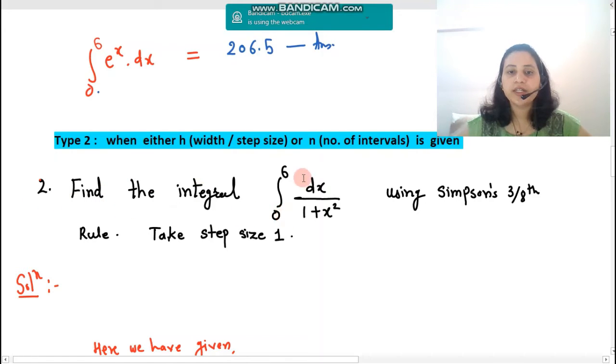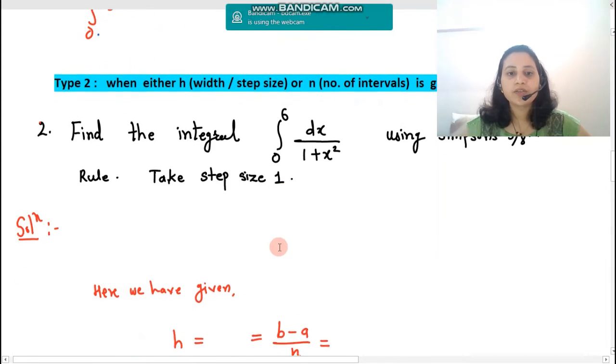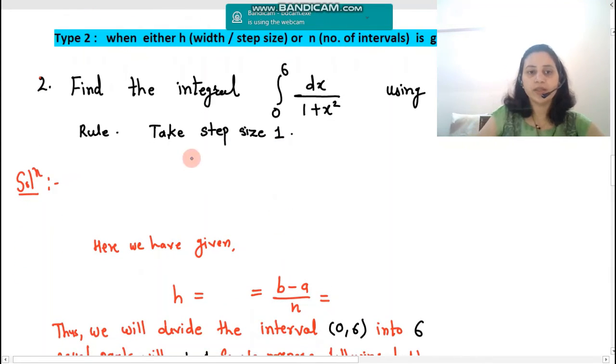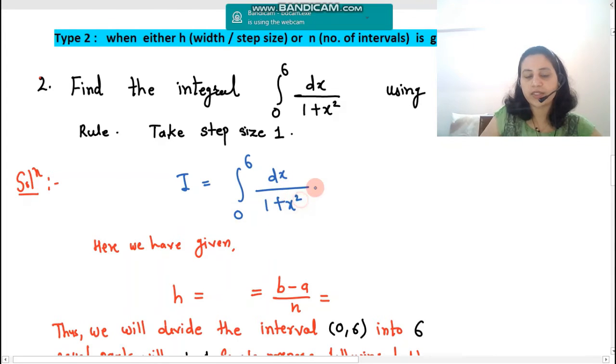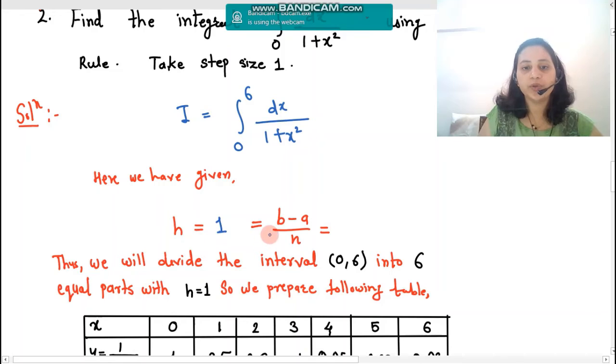Find the integration from 0 to 6 of dx upon 1 plus x square using Simpson's 3 by 8 rule and take step size 1. Now here they have given the step size, that means h is equal to 1. Okay. So let's start to solve the sum. Now here the integration is from 0 to 6, and the given integrand is dx upon 1 plus x square. So they have given h only, right? So h is equal to 1, b minus a by n. This is the formula for h, right?